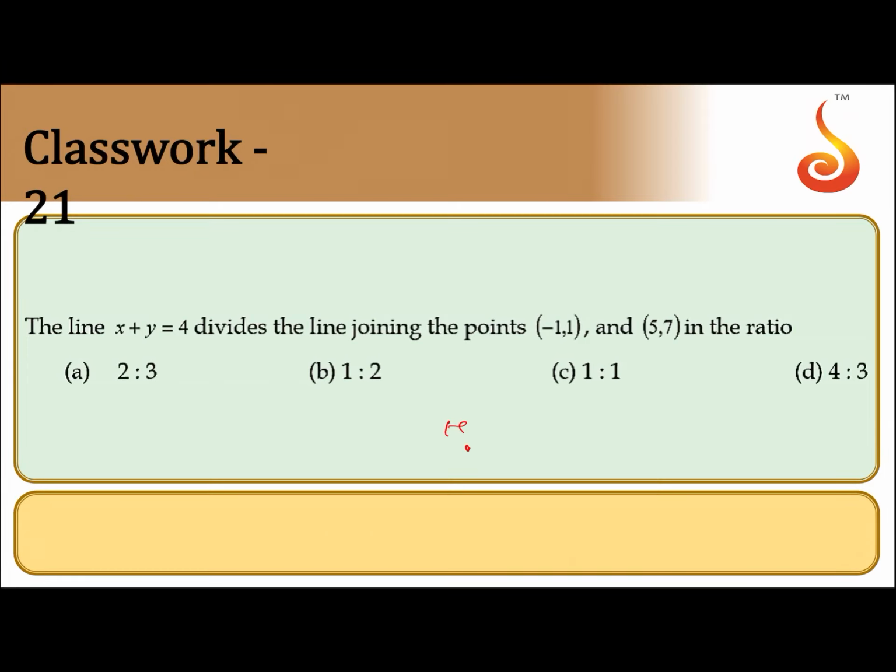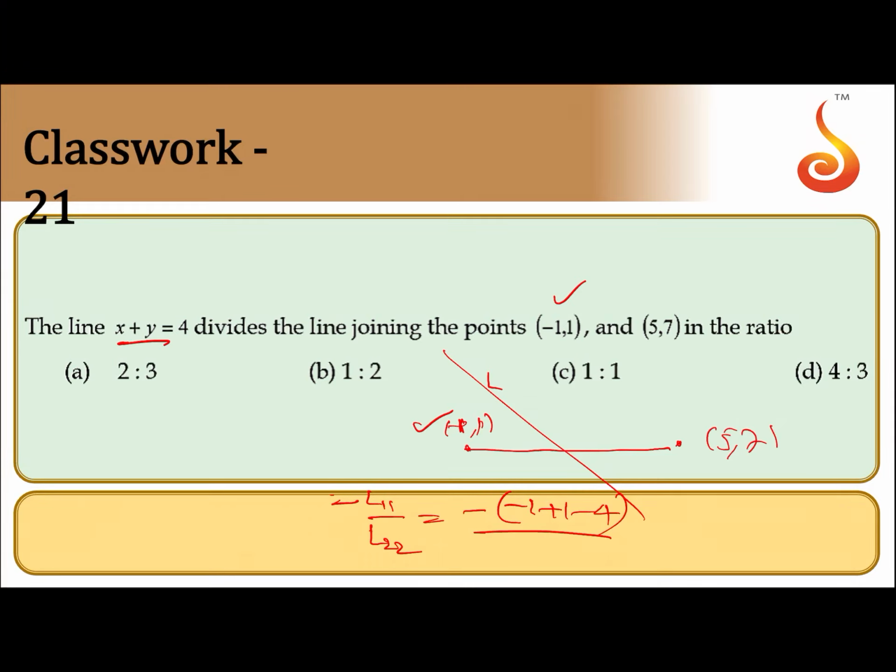This is point (x1, y1) and this point is (x2, y2) = (5, 7). A line L divides the line joining the two points in the ratio minus L11 by L22. L11 means substituting the first point, minus 1 comma 1, into the straight line: minus 1 plus 1 minus 4, divided by the second point, 5 comma 7, substituted: 5 plus 7 minus 4.